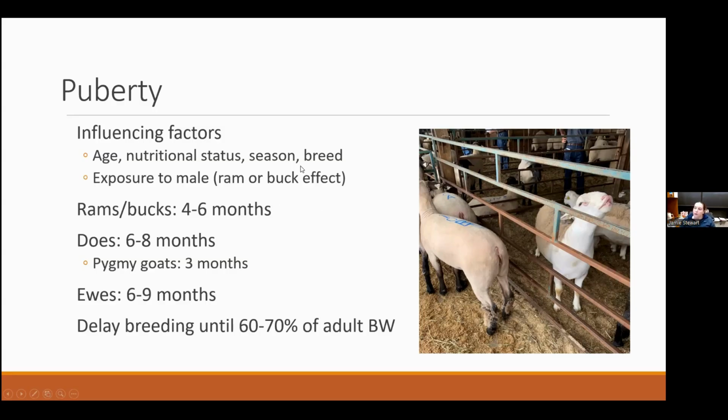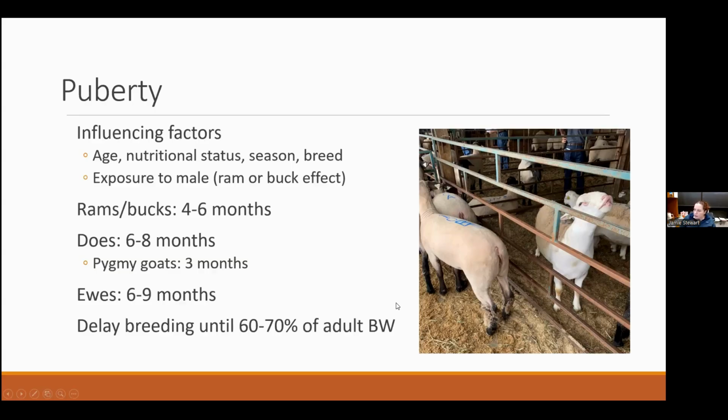can influence it too. So if you've got some females that are considered to be peripubertal, so they haven't quite hit puberty, but they're starting to come into season, you could probably trigger them to start cycling a little bit sooner by exposing them to a new male. And like I said, we'll talk about that a lot more later.